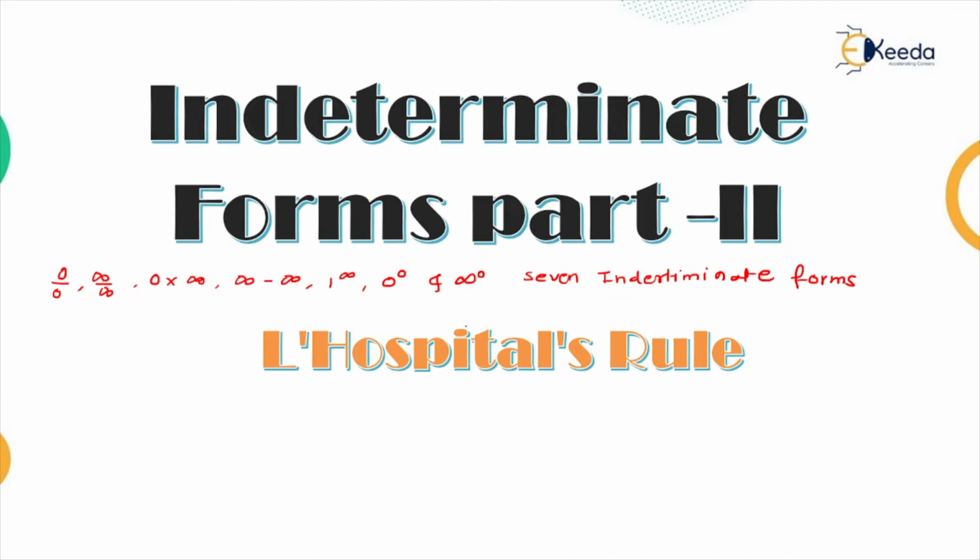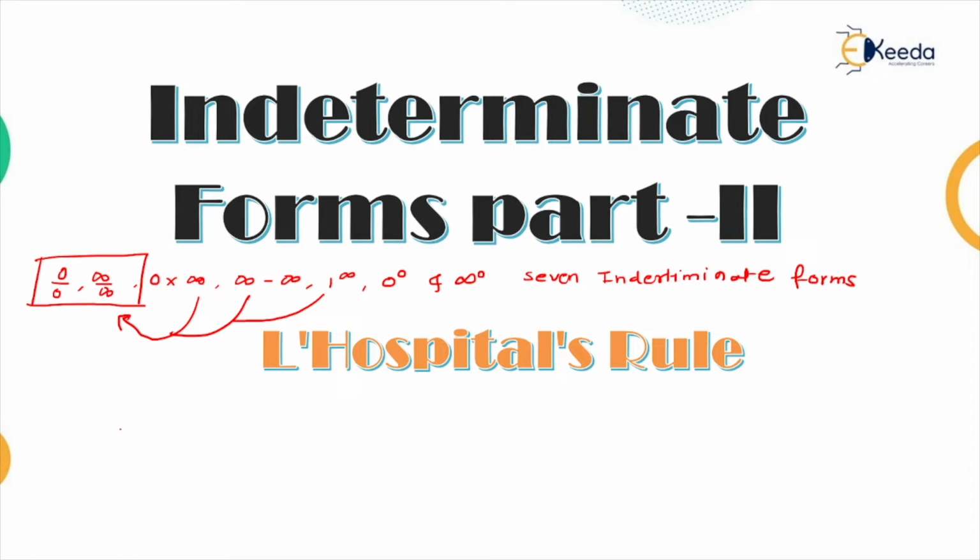Now we have to solve this type of limits, so L'Hospital's rule is required. L'Hospital's rule is only applicable for the first two indeterminate forms. If we want to solve the third to seventh forms, we have to convert all these types into 0 by 0 or infinity by infinity indeterminate forms, and after that we use L'Hospital's rule.